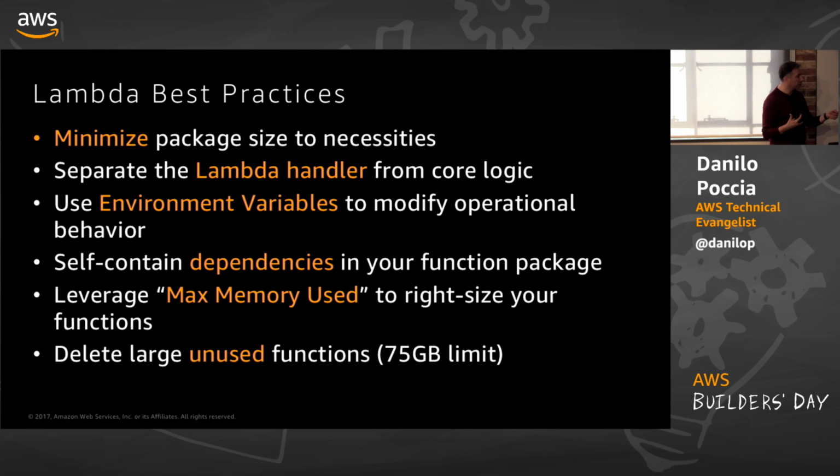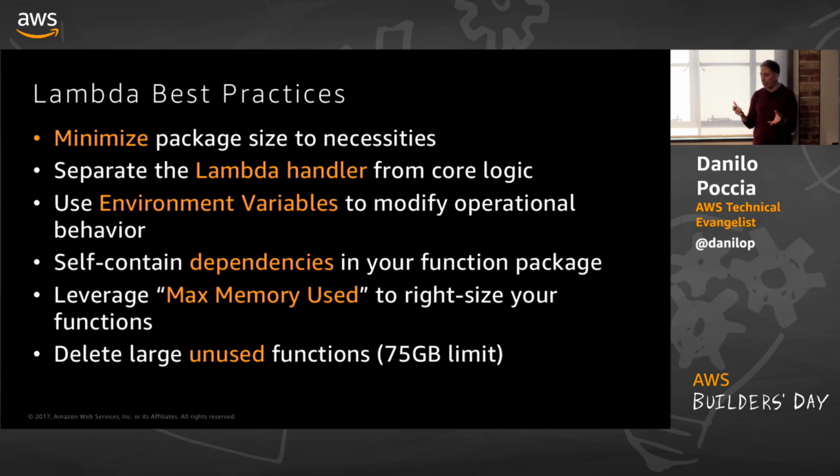We have a metric that you can see from CloudWatch that tells you how much max memory was used by your function. You can also see that in the console. So use that as a tip to understand how much memory you really need, because otherwise you really don't have a starting point. And every customer has 75 gigabytes of space in every region for all your Lambda code.